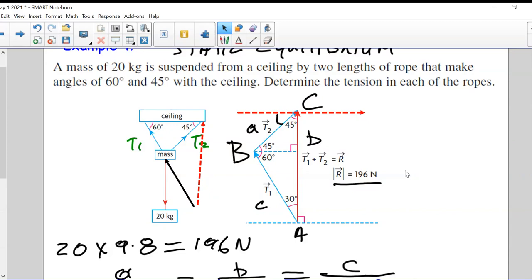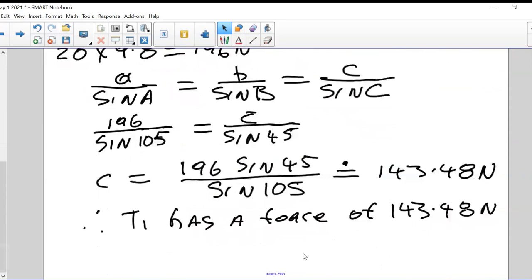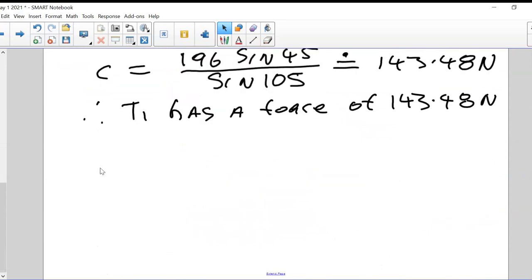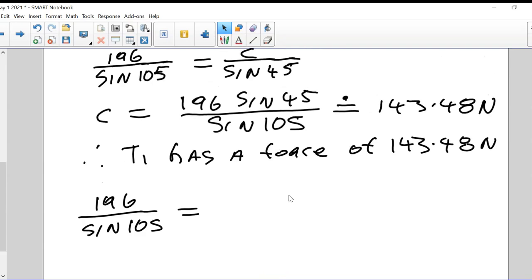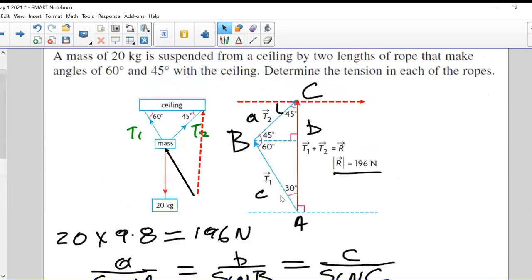Okay, so that starting point, I'll remind you, was 196 over the sine of 105. So I'm going to write that down. 196 over the sine of 105 is equal to... Now, change your perspective, please, Fernando. We scroll back up, and now we're trying to find T2. So what do I put over what to figure out what T2 is? Help me out with that, please.